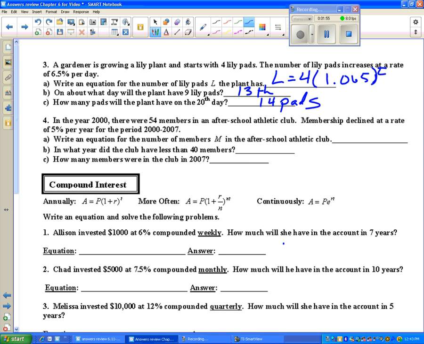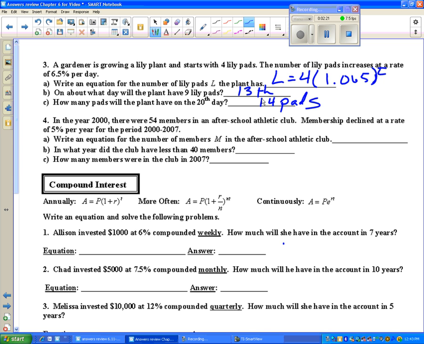Number 4. In the year 2000, there were 54 members in an after-school athletic club. Membership declined at a rate of 5% per year from the year 2000 to 2007. Write an equation for the number of members M in the after-school athletic club.